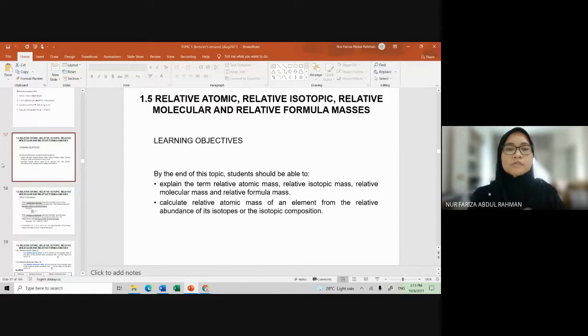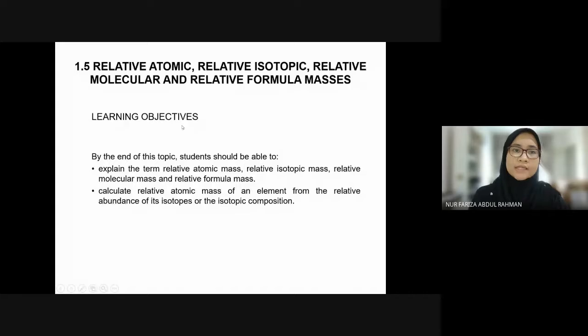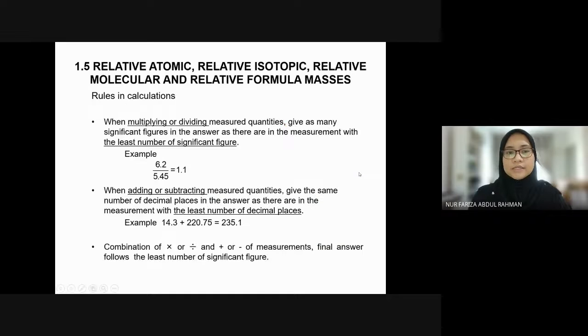on the product. So they must be balanced out. Okay, all right. So we are done with that. Next subtopic for topic 1 is relative atomic, relative isotopic, relative molecular, and relative formula masses. So these are the learning objectives. These are your checklist for subtopic 1.5. So make sure that you are able to cover all of these. Okay, right. Moving on.